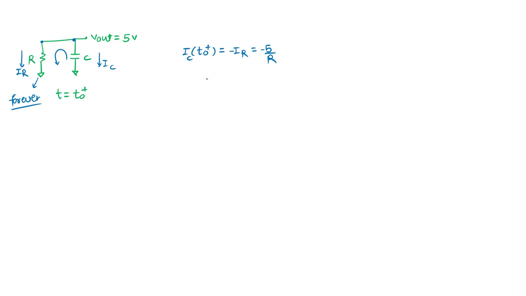So what is the slope of the capacitor voltage? The slope at t equal to 0 positive for the capacitor voltage will be IC at t naught positive by C, which we have already seen. It is nothing but minus 5 by RC. So this is the initial slope for the capacitor voltage.